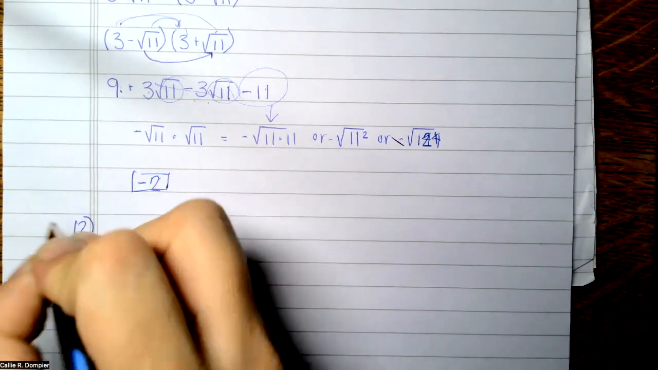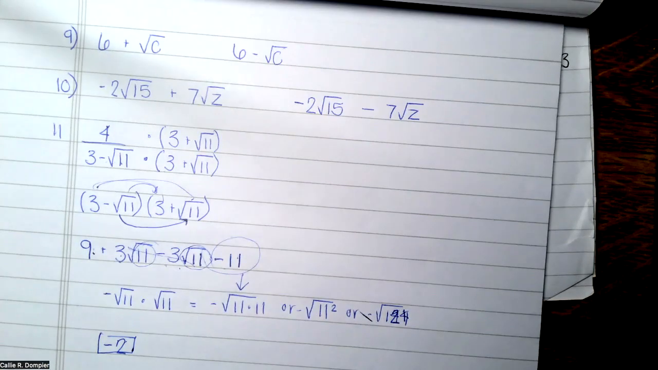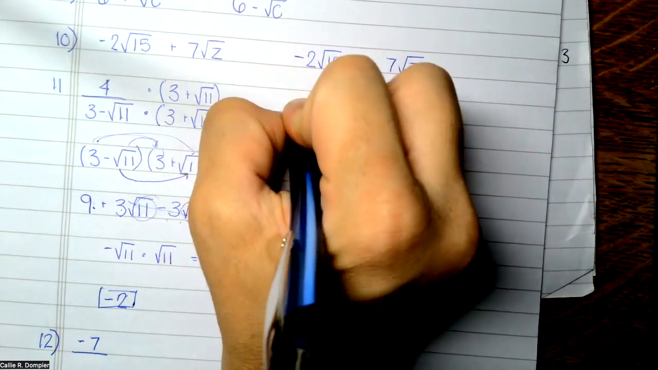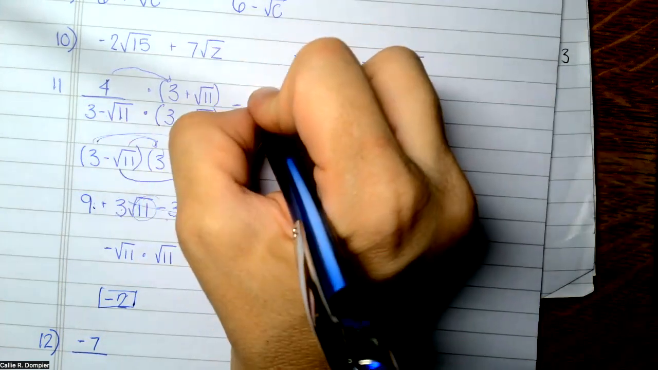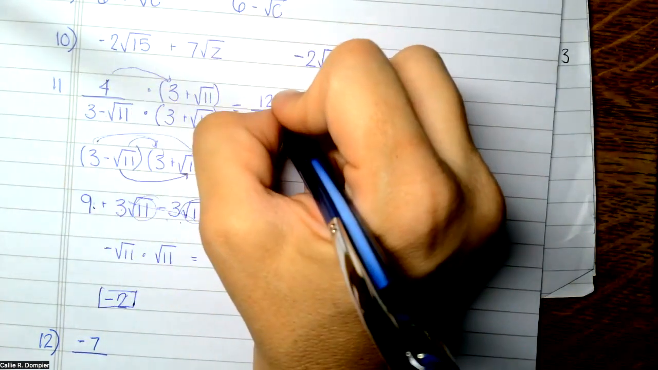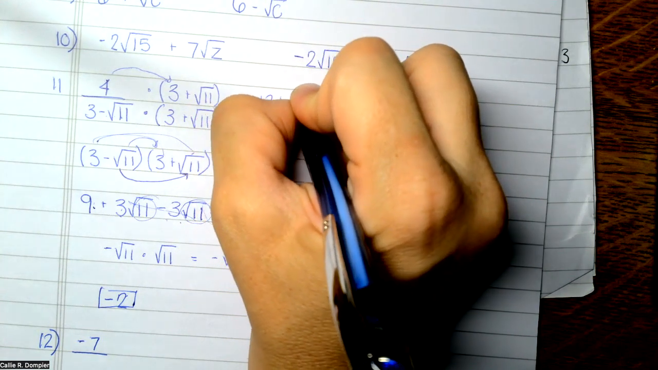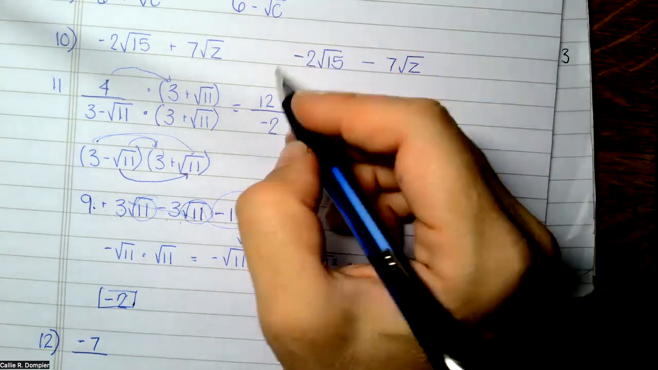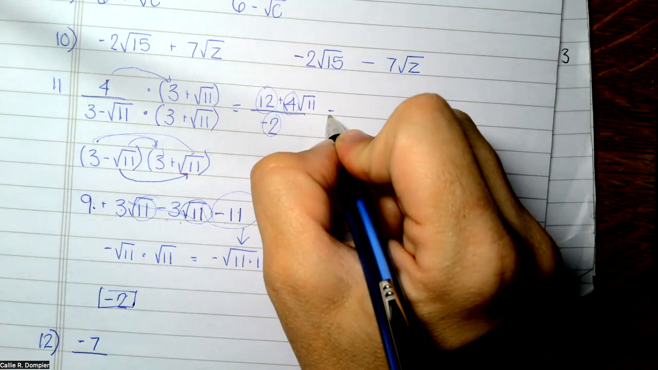Look at number 12. I forgot the denominator. I apologize. So the bottom is negative 2. The top is 4. I'll just distribute it now. 4 times 3 is 12, right? 4 times square root of 11 is plus 4 square root 11. Good. Now, since this is a 12, this is a 2, and this is a 4, these are all even numbers, I can divide them all by 2.